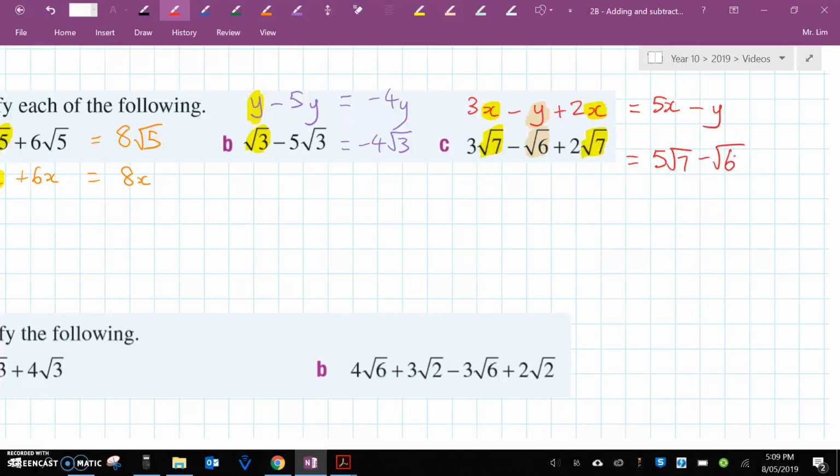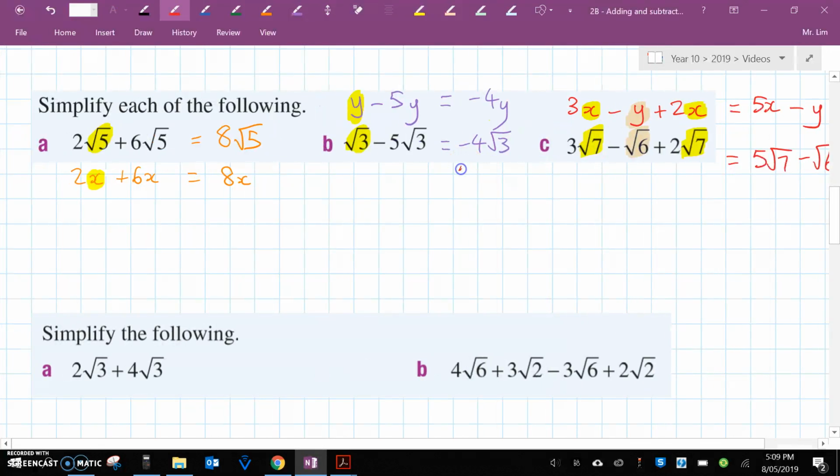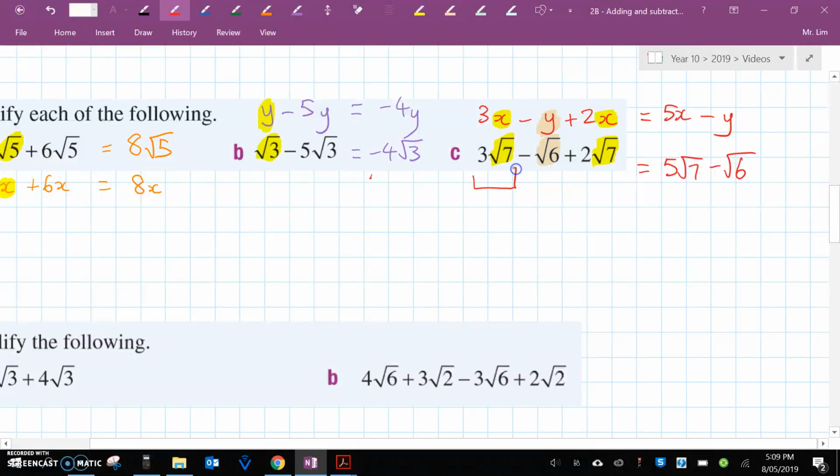Hopefully you'll be able to do this without substitution with x and y or a and b. You'll be able to just see that 3 root 7 and 2 root 7 are like terms. 3 root 7 plus 2 root 7 is 5 root 7. And then add in that minus root 6.